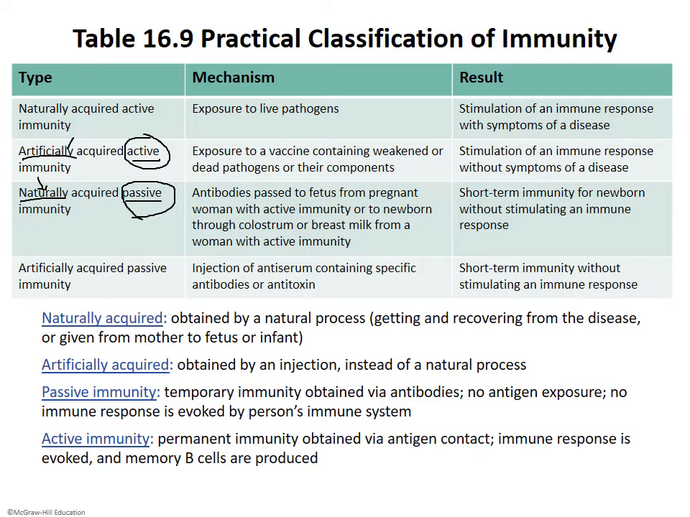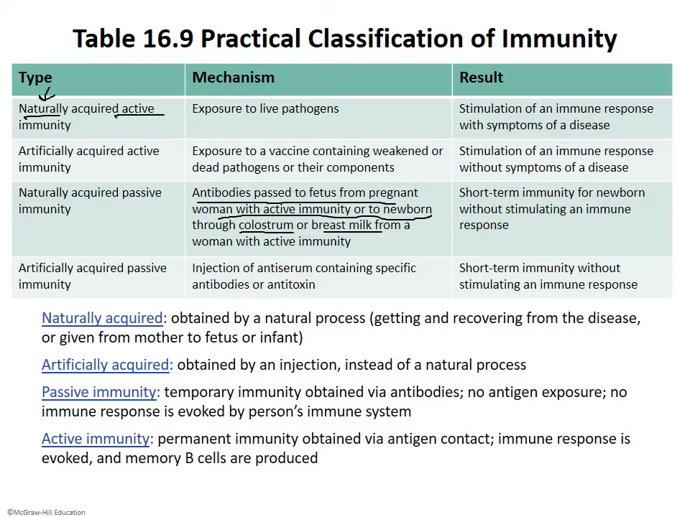This is breastfeeding. Antibodies pass from the pregnant woman to the newborn. It's either through the placenta or through the breast milk. It is the way nature intended it, and it is where the baby, because the baby doesn't produce the antibodies, it is considered passive.